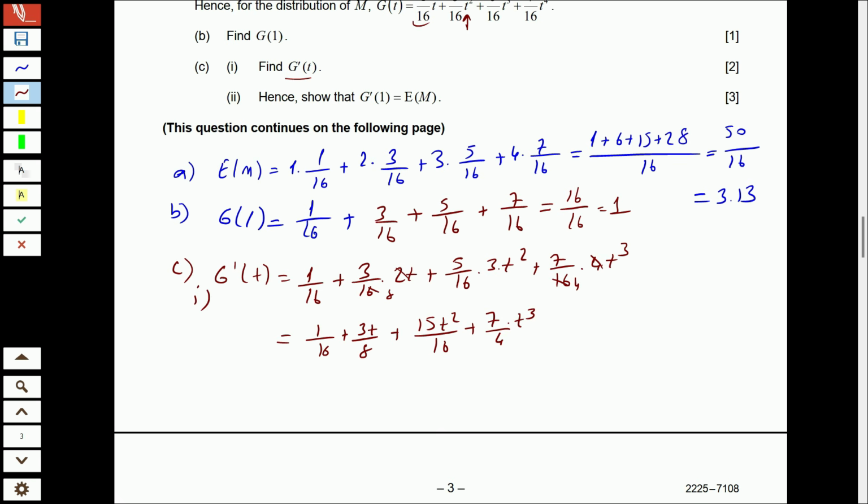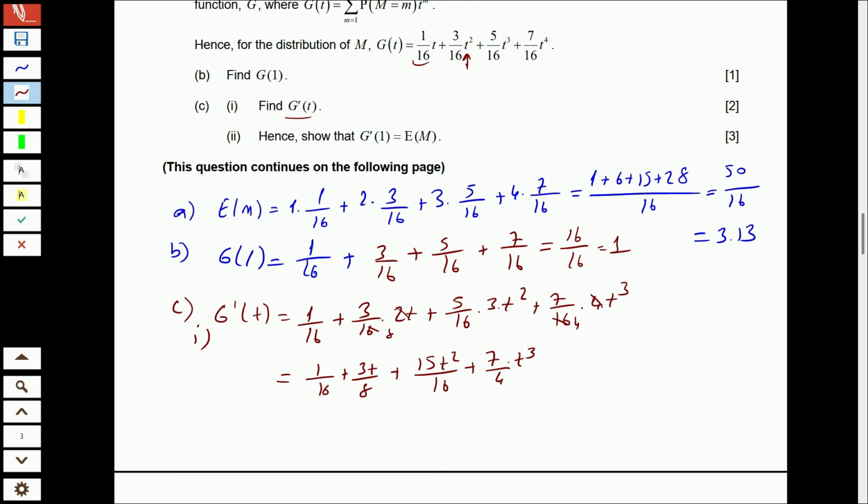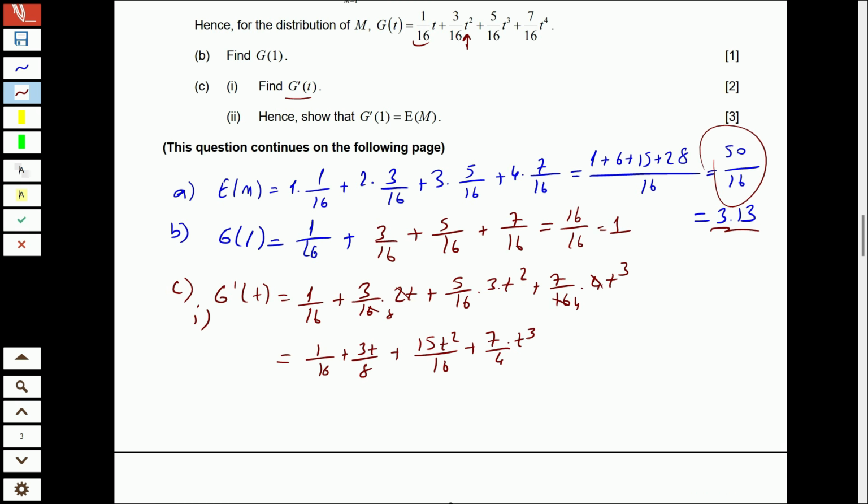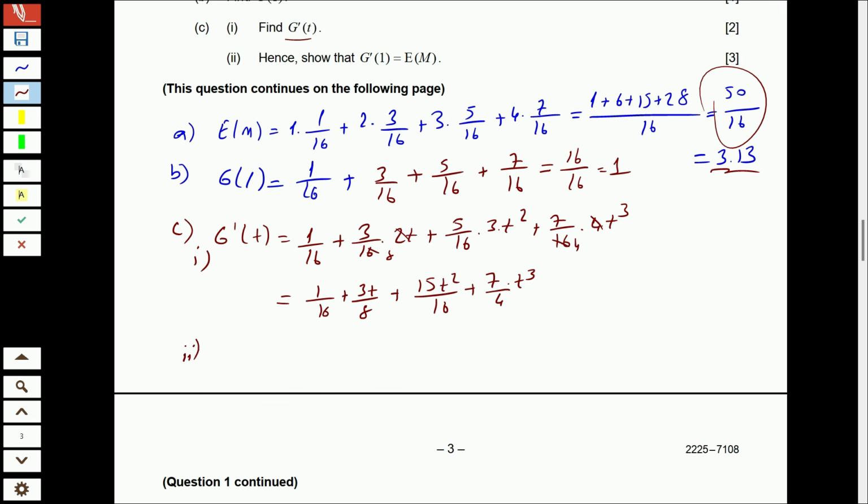Show that the derivative of g at the point 1 equals the expected value. We found the expected value, 50 over 16. So we will just replace t with 1 again. Let's substitute 1 in here. It will be 1 over 16 plus, writing with the common factor 16, 6 over 16 plus 15 over 16 plus 28 over 16. When you add all of these numbers, you see it is 50 over 16, which equals the expected value.